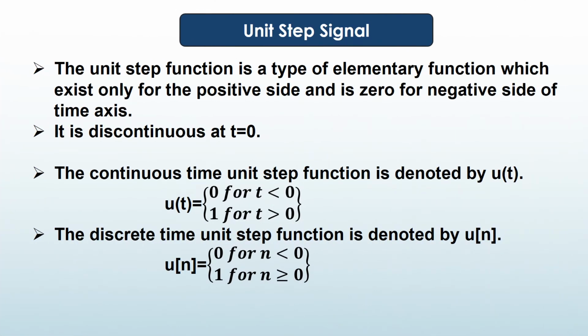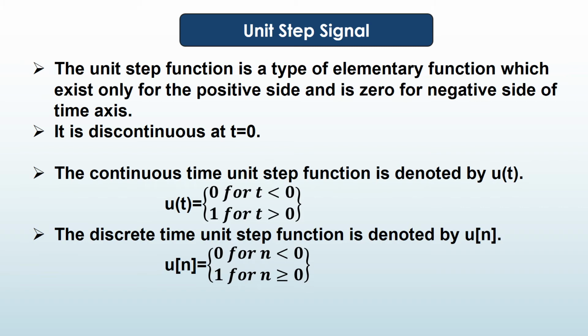Now we move on to the third elementary signal, that is the unit step signal. Okay, so a unit step signal or a unit step function is a type of elementary function which exists only for the positive side and is 0 for the negative side of the time axis, and it is discontinuous at t is equal to 0. Here also we have continuous time unit step function and discrete time unit step function.